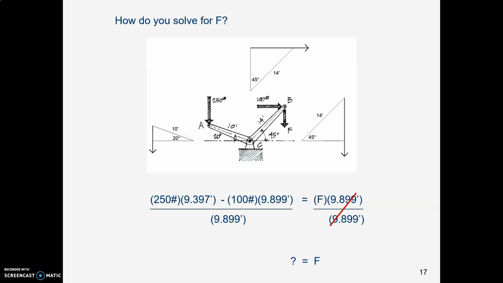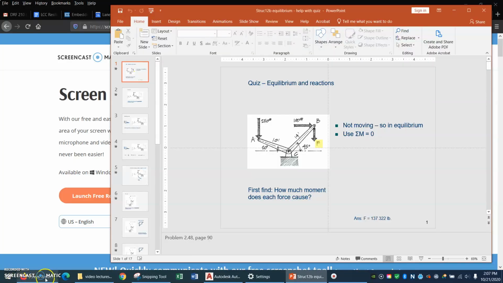Another good thing to do is to try it two different ways, maybe with and without the parentheses, and see, do you come up with the same number? That's always a good test. If you do come up with the same number, that is probably the right answer. So there we are.